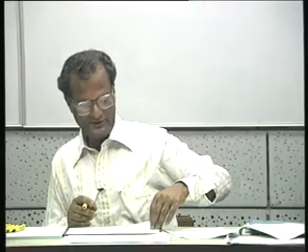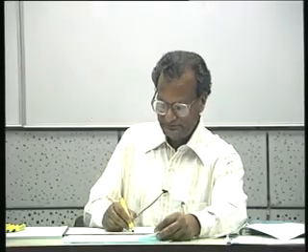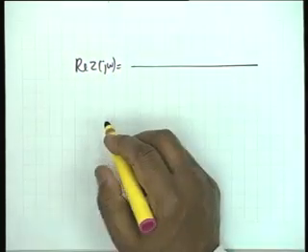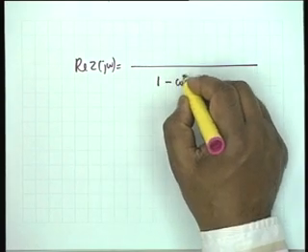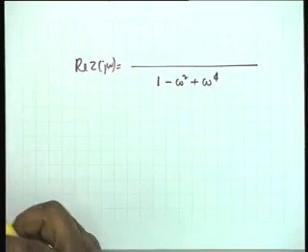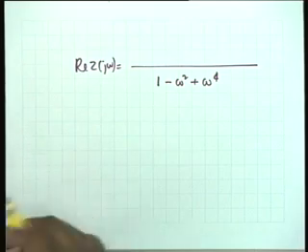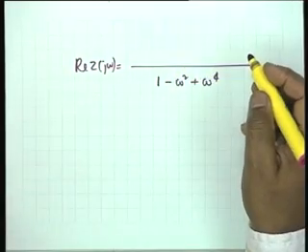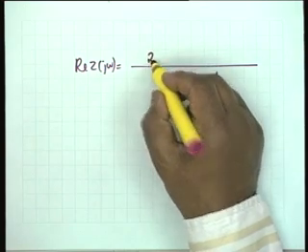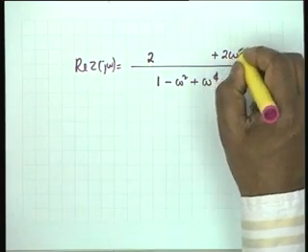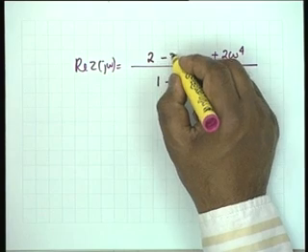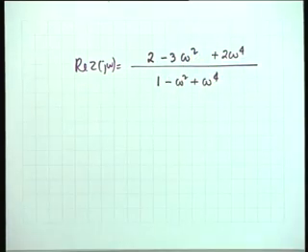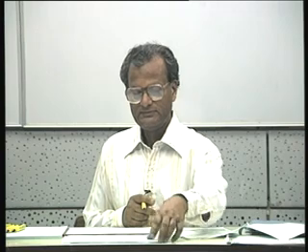So let us see what this function is, then you have to minimize this. So I get real part of Z of j omega. In the denominator I get 1 minus omega squared plus omega to the 4th. Is it okay? 1 minus omega squared whole squared, so 2 omega squared plus omega squared. And in the numerator the constant will be 2, the 4th power will be twice omega to the 4th, then here it would be minus 3 omega squared, because 2 plus 1 is 3. Is that okay?